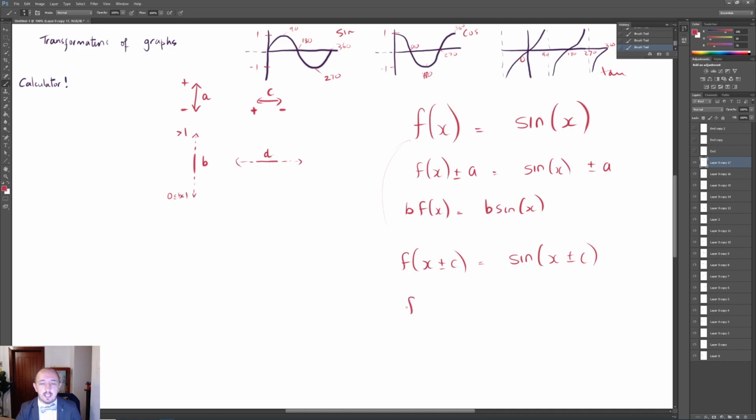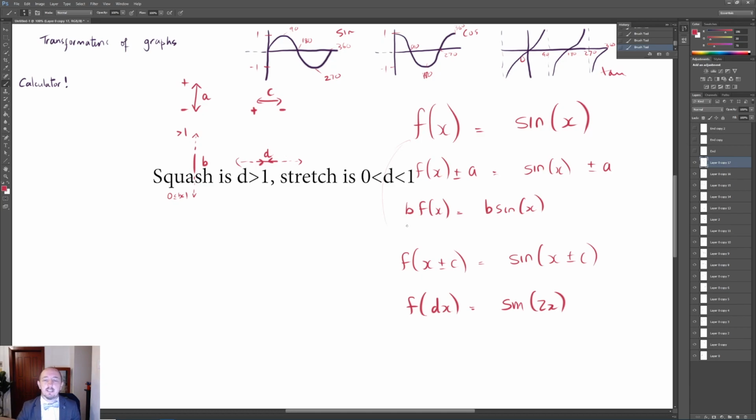If we have f of dx, so that would look like sine 2x. You think that would be stretched, but it does the opposite of what you think, so it's going to be a squash, scale factor 2. So if it's bringing it inwards towards the y-axis, that's when d is between 0 and 1. And if it's greater than 1, then it's going to be stretched away from the y-axis. Okay, so sine 2 of x is squashed towards the y-axis, and sine half of x is stretched away.